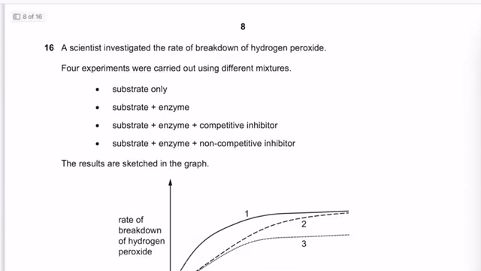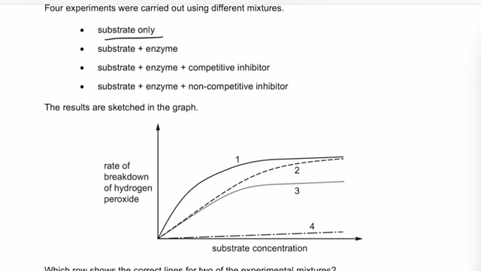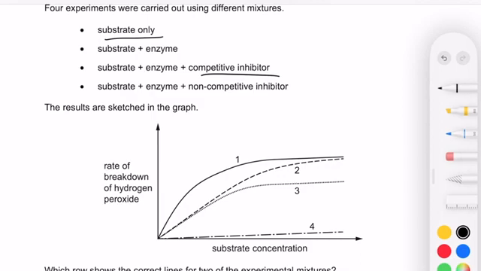Let's move on. So a scientist investigated the rate of breakdown of hydrogen peroxide. 4 experiments were carried out using different mixtures. The results are sketched in the diagram. So obviously substrate only, it's not going to be breaking down unless the temperature is high or something like that. And in the case of hydrogen peroxide, I can see why it's going to be breaking down. Substrate and enzyme, obviously it's going to have the highest rate of reaction. If there's an inhibitor, that's going to lower the rate of reaction.